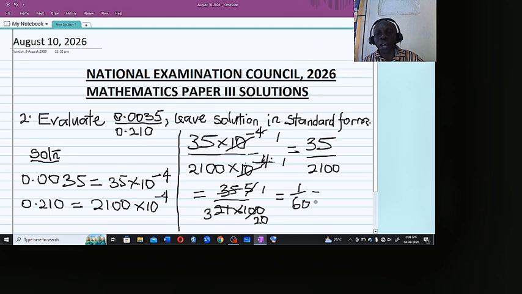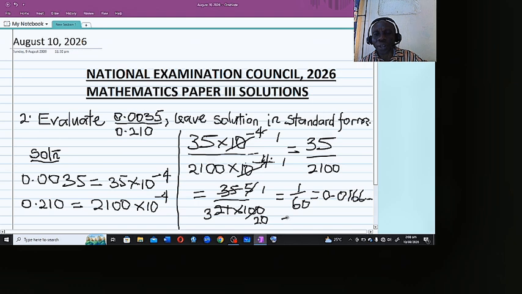If you work this out with a calculator, you end up having 0.016666666666, okay? It has no end. If you look at the options, the results were to two decimal places. So for us to write this in standard form, we'll move the decimal point 1, 2. You place the decimal point immediately after the first non-zero number coming from the left. So this is 1, 2.